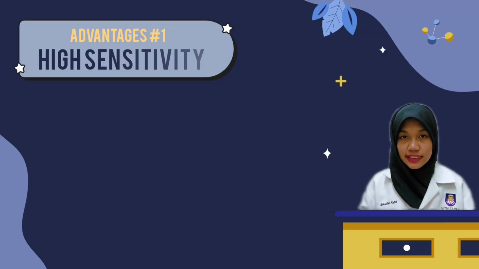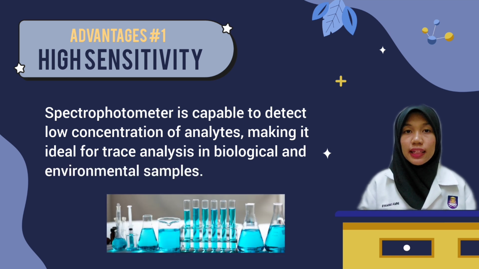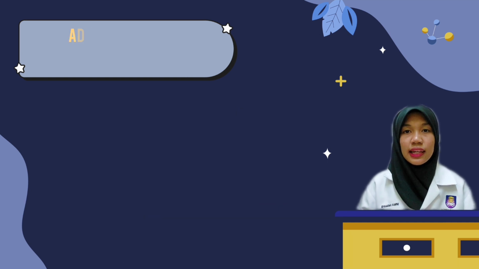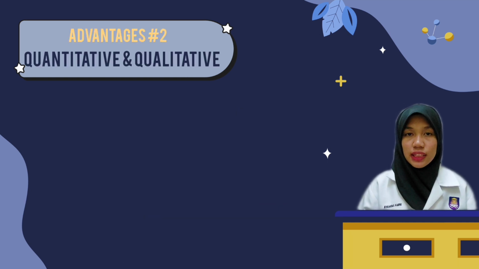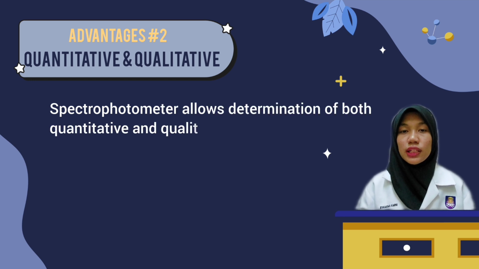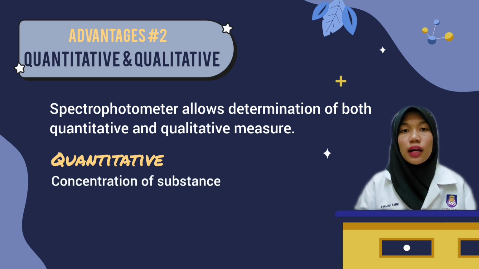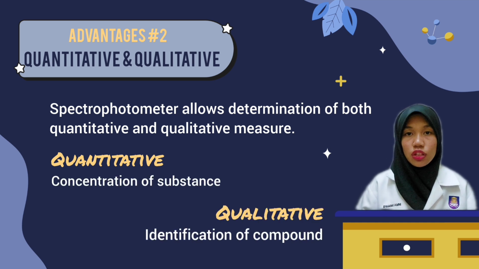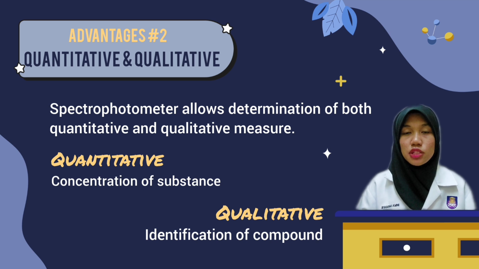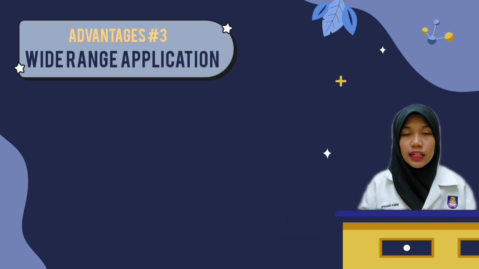Firstly, it has high sensitivity. Spectrophotometer is capable to detect low concentration of analyte, making it ideal for trace analysis in biological and environmental sample. Second, it has quantitative and qualitative analysis. Spectrophotometer allow determination of both quantitative and qualitative measure. Quantitative measure is the concentration of substance, while qualitative measure is the identification of compound based on their unique absorption spectra. Third, it has wide range of application.